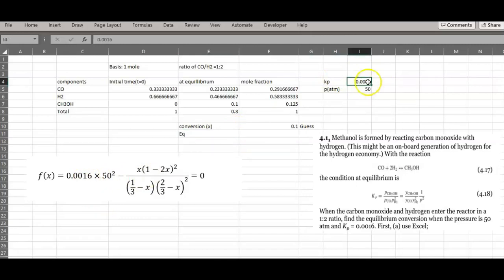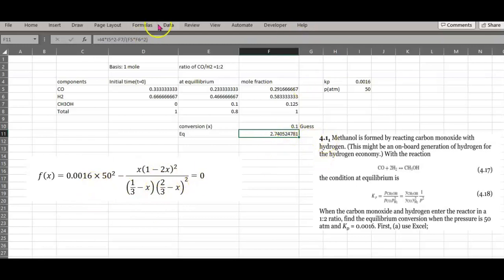Now our equation is this, so we have to write that equation. The Kp value is already given as 0.0016, and P is this. The equation is Kp × P squared, minus the mole fraction of methanol, divided by the mole fraction of carbon monoxide times the mole fraction of hydrogen squared. So we will get that equation, and this is its value. Now from here we have to use Goal Seek and find the solution of this equation.